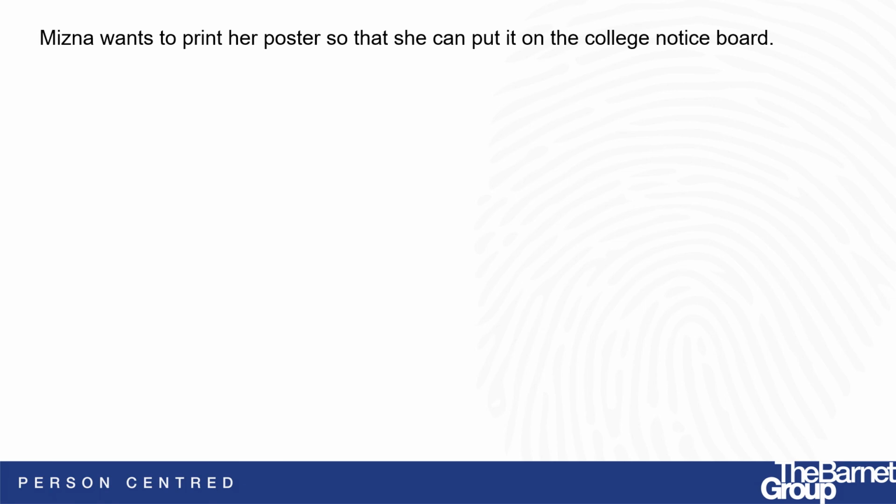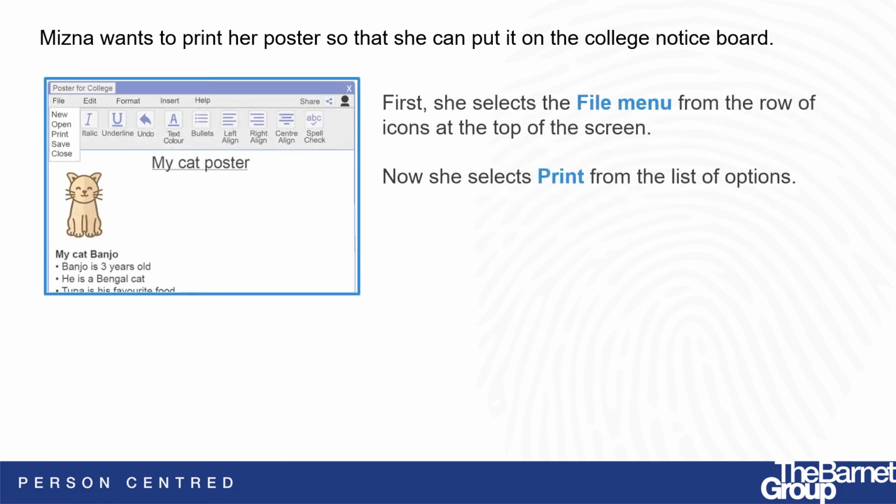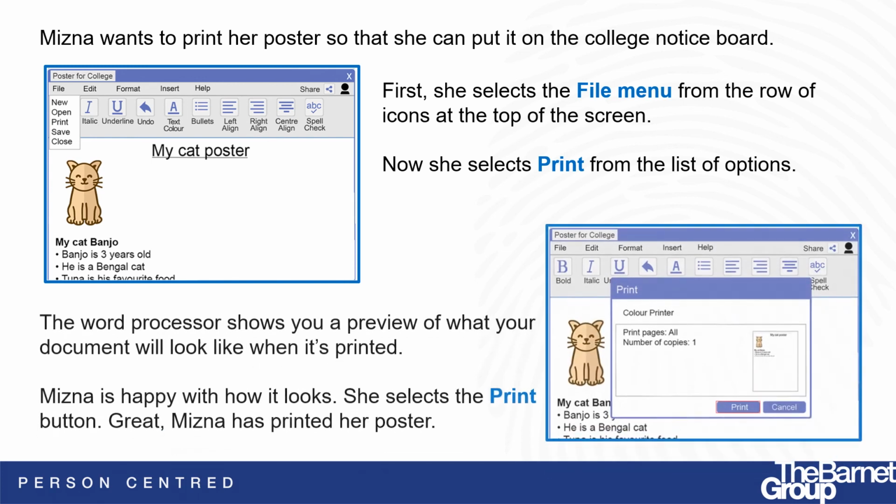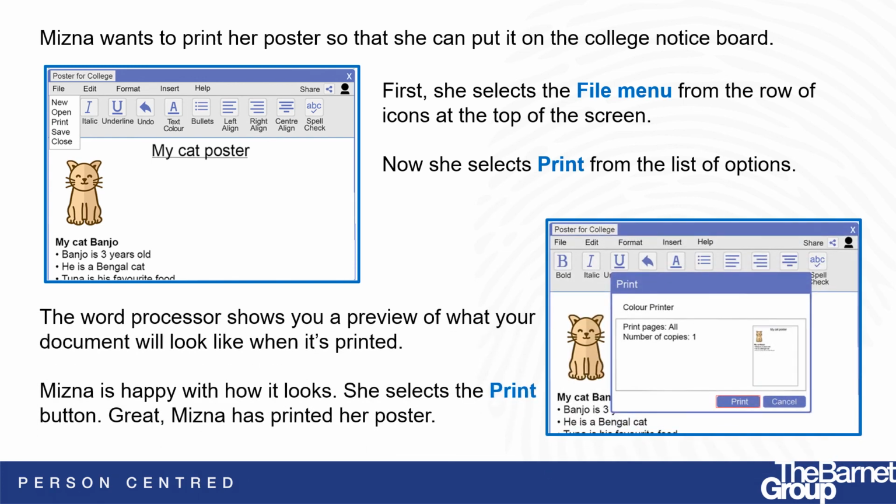Mizna wants to print her poster so that she can put it on the college notice board. First, she selects the File menu from the row of icons at the top of the screen. Now she selects Print from the list of options. The word processor shows you a preview of what your document will look like when it's printed. Mizna is happy with how it looks. She selects the Print button. Great! Mizna has printed her poster.